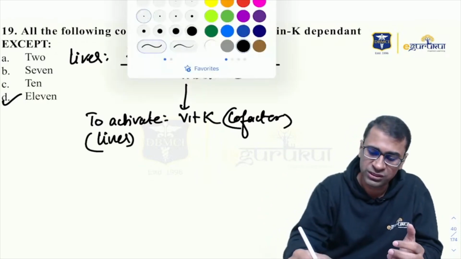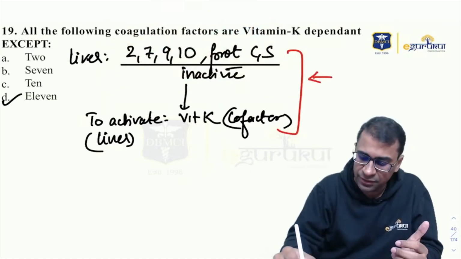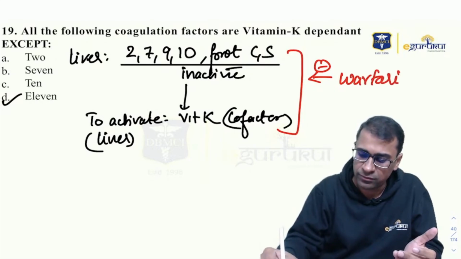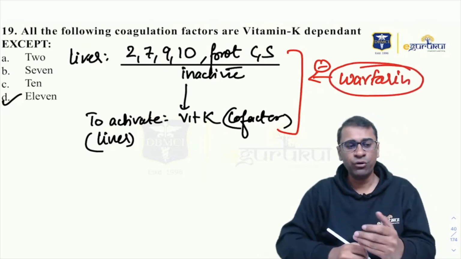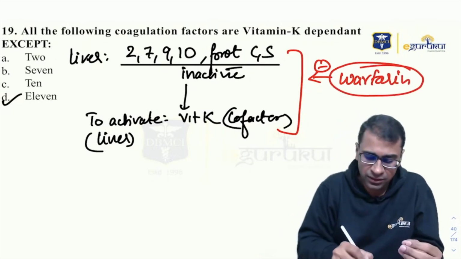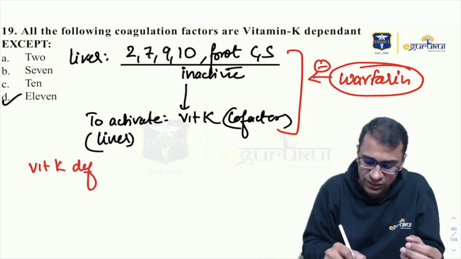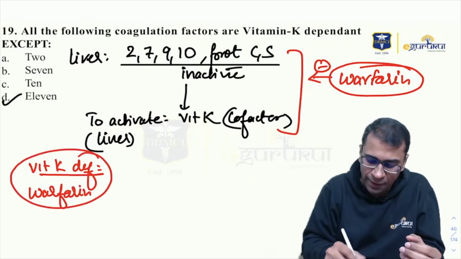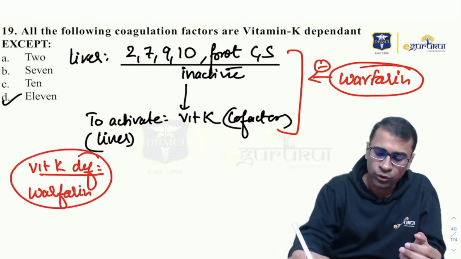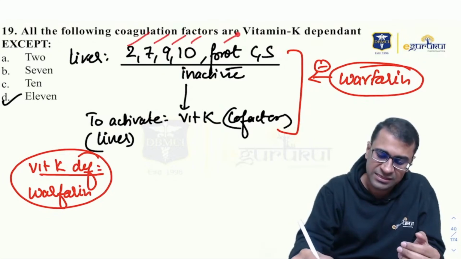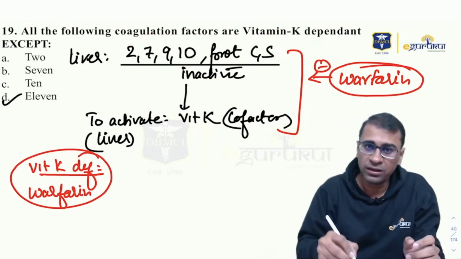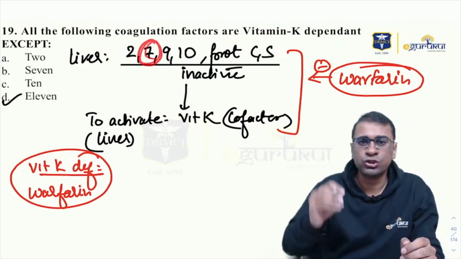Remember one thing, few questions here. This whole thing can be inhibited by an oral anticoagulant called warfarin. Okay? And therefore, whenever the patient has vitamin K deficiency or is on warfarin, what happens? There is a decreased amount of factors 2, 7, 9, 10. But what happens among these? Factor 7 has the shortest half-life.